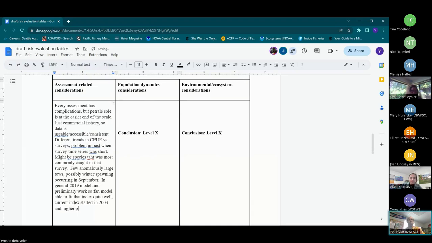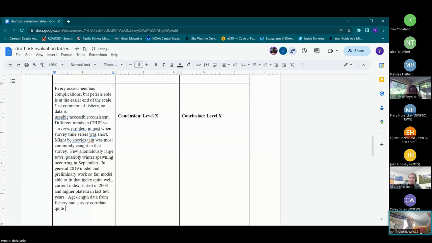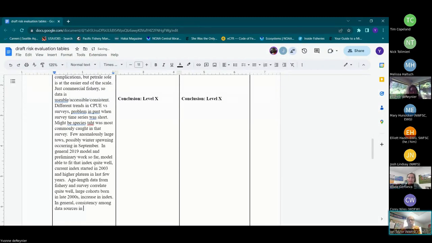And the age and length data from the fishery and from the survey corroborate that change by showing evidence of large cohorts that were born in the late 2000s that have gotten older and bigger and heavier and were more selected, and all that led to the increase in the index. So in general, there's consistency among the primary data sources, survey compositions, fishery compositions, and the index trend. We're choosing not to include the fishery CPUE in the current assessment because the time series ended when the stock was declared overfished and fisher behavior changed a lot, and sensitivity analyses to excluding that index show that it no longer has a significant impact on the assessment.